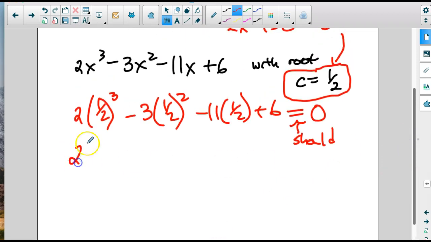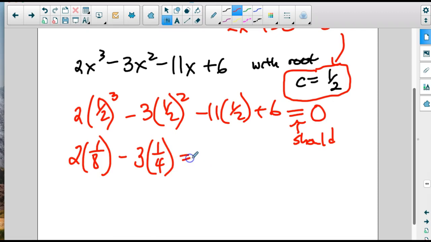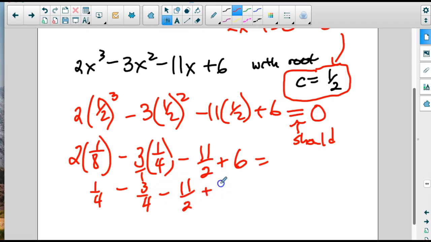Okay, so we're going to have 2 times 1 over 2 times 2 times 2 is 8. 1 times 1 times 1 is 1, minus 3 times 1/2 times 1/2, which is 1/4, minus 11 halves plus 6. Okay, so this is 2/8, which is 1/4. This is 3/4. 3 times 1, this is over 1, so it's 3/4 minus 11/2 plus 6.